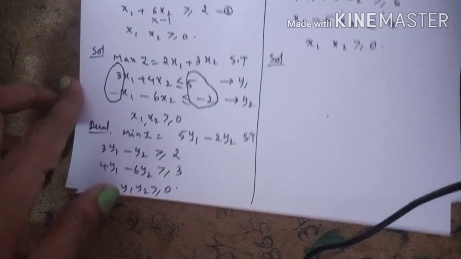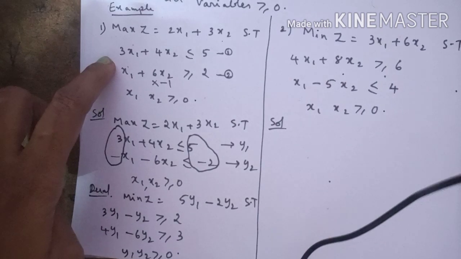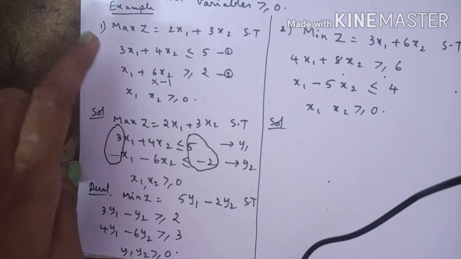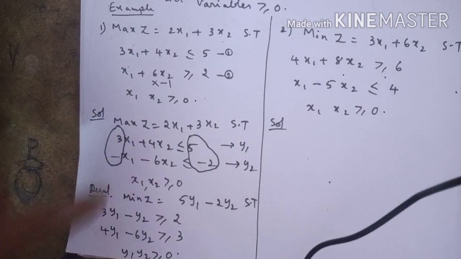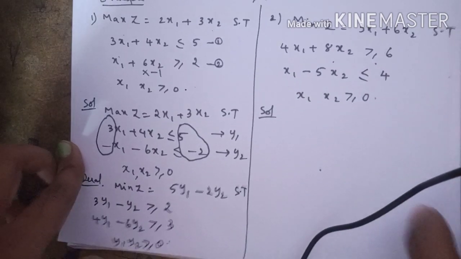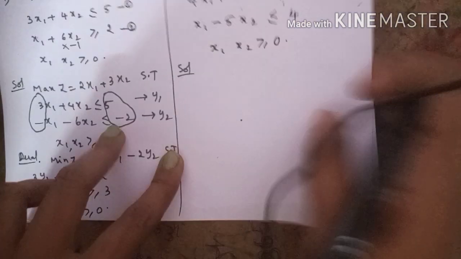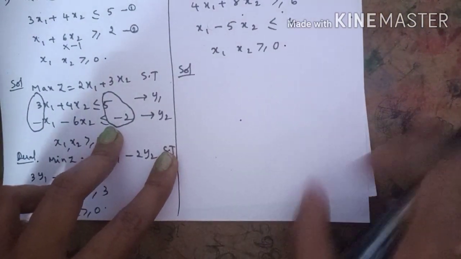Like this, first of all you have to check whether the problem is in the canonical form or not. If it is in the canonical form, you can proceed. Otherwise you have to convert it like this, and then convert into the dual. In the same way, another one. See the next one. Now this is in the minimization type.